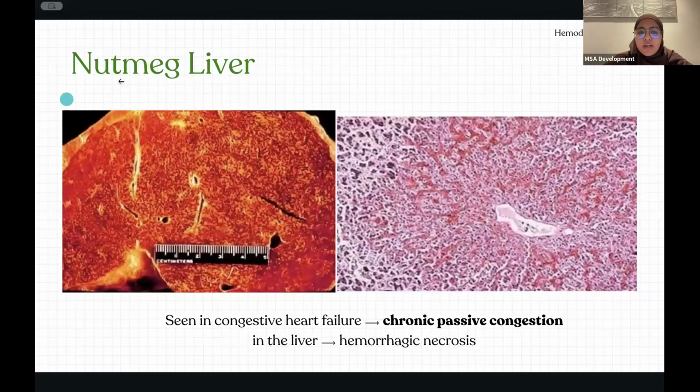Nutmeg liver is very, very high yield. I've seen it a lot in your past papers, so it's highlighted in green here. This is usually secondary to congestive heart failure. So when a person has congestive heart failure, the blood pools in the liver, and this causes chronic passive congestion, which leads to hemorrhagic necrosis. So macroscopically, you can see a lot of blood everywhere, and then microscopically, you could see centrilobular hepatocyte necrosis here, and you could see hemorrhage all over, and hemosiderin-laden macrophages.